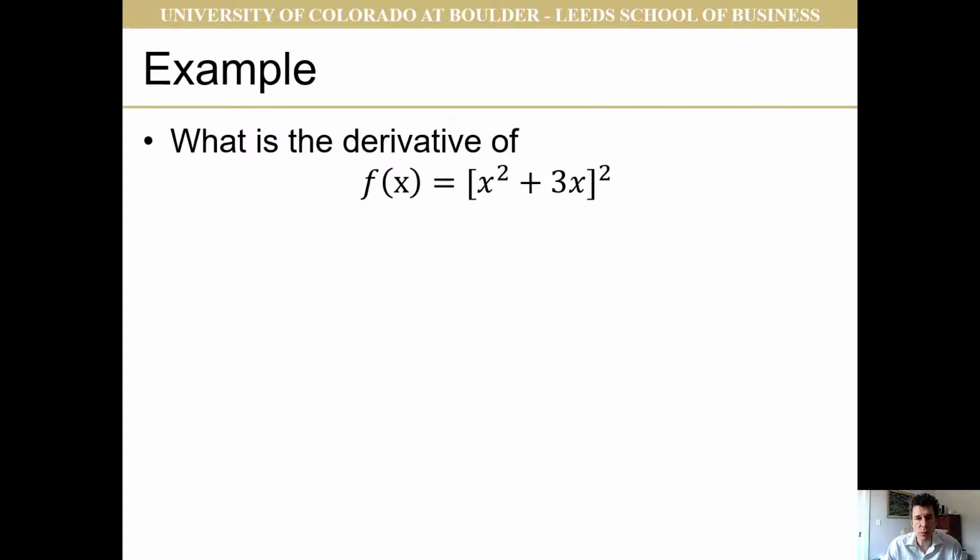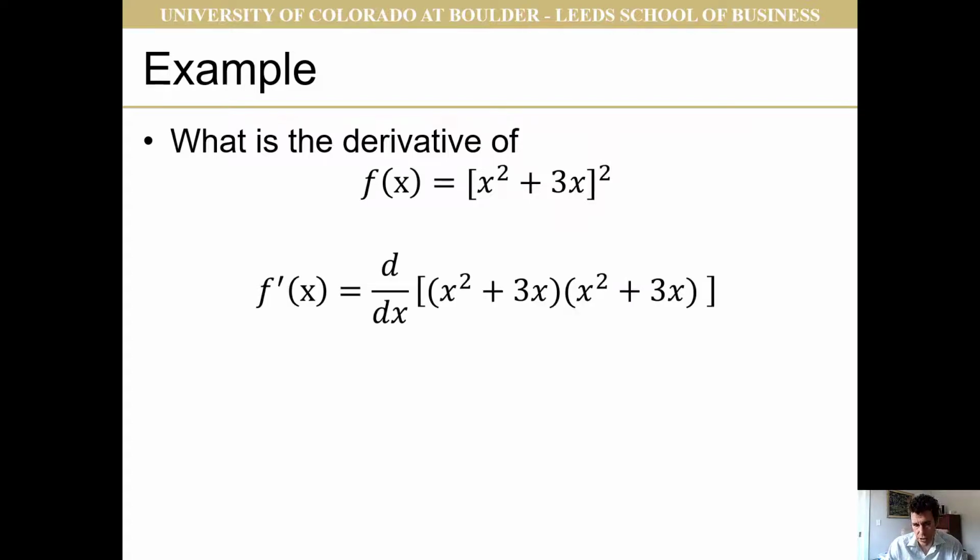So what is the derivative? And this is going to motivate the chain rule. What is the derivative of x squared plus 3x squared? So off the first bat, without the chain rule, we don't know how to do this, but we can rewrite our function. We want to take the derivative, but now we're going to take the derivative of x squared plus 3x times x squared plus 3x, right? We're just taking this thing squared and we're writing it out carefully.